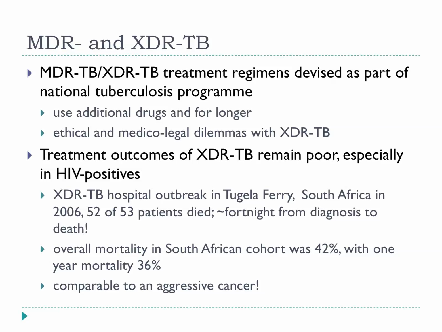Treatment outcomes are pretty poor. There was a particular outbreak in a place in South Africa, in KwaZulu, Tugela Ferry. 52 out of 52 patients died. It was a fortnight from diagnosis to death. This is a really aggressive form of XDR-TB. These are HIV positive patients, but nonetheless, this is comparable to an aggressive cancer, or even worse than having lung cancer or something like that, because usually you have a few months at least then.